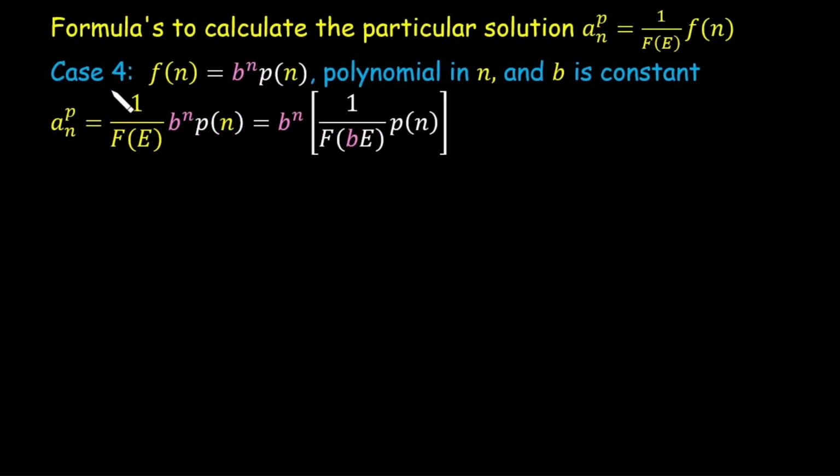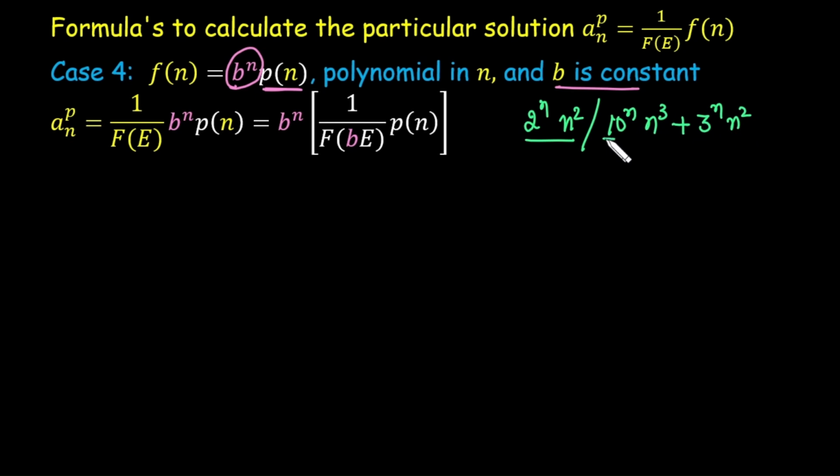Case 4 is whenever we have a polynomial into some b raised to power n form, where b is a constant. It's like we have 2 raised to power n into n square, or we have 10 raised to power n into n cube plus 3 raised to power n into n square. Whenever we have such forms, we can move to case number 4.